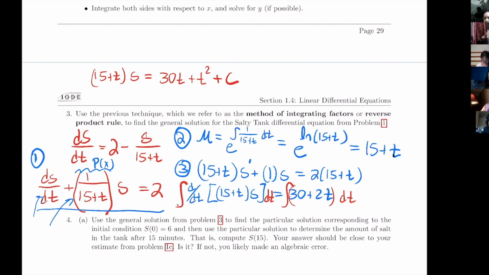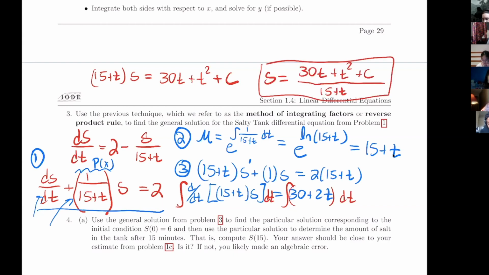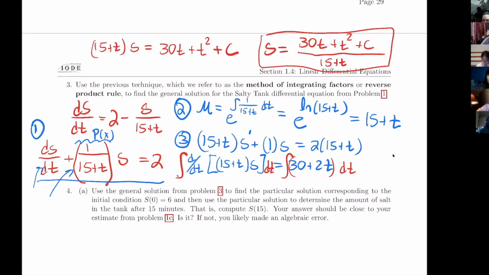That's right. And now when we solve for s, this gives us our general solution to the differential equation. Okay, that was exciting. We just solved our first integrating factor problem.